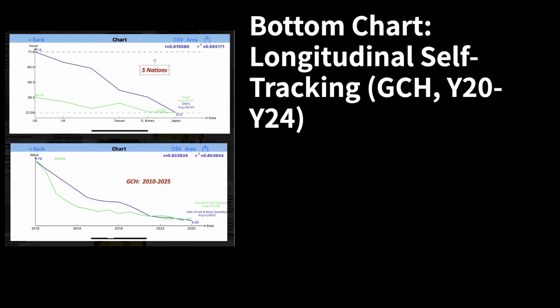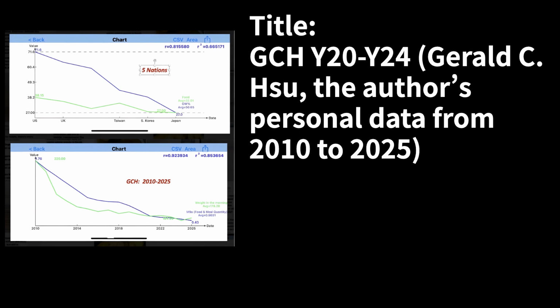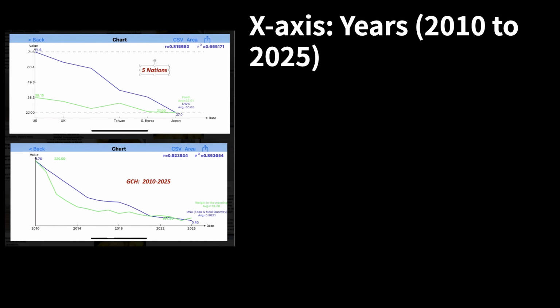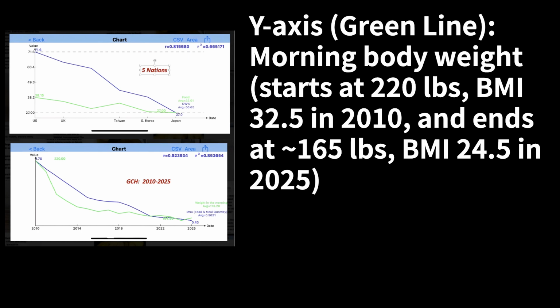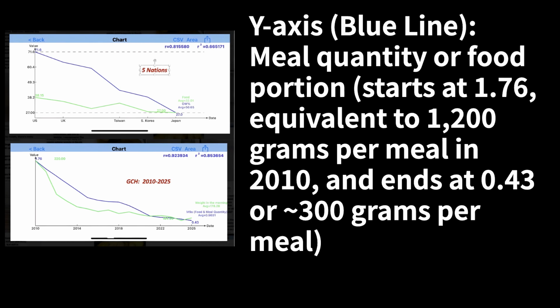Bottom chart, longitudinal self-tracking, GCH, Y20Y24. Title, GCH Y20Y24, Gerald C. The author's personal data from 2010 to 2025. X-axis, years, 2010 to 2025. Y-axis, green line, morning body weight, starts at 220 pounds, BMI 32.5 in 2010, and ends at 165 pounds, BMI 24.5 in 2025. Y-axis, blue line, meal quantity or food portion, starts at 1.76, equivalent to 1,200 grams per meal in 2010, and ends at 0.43 or 300 grams per meal.